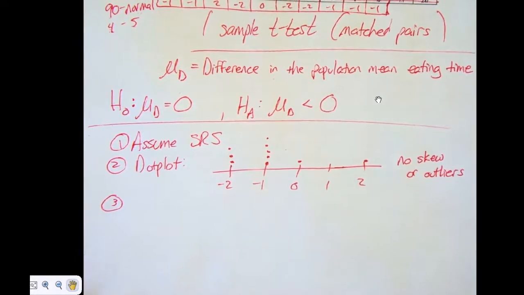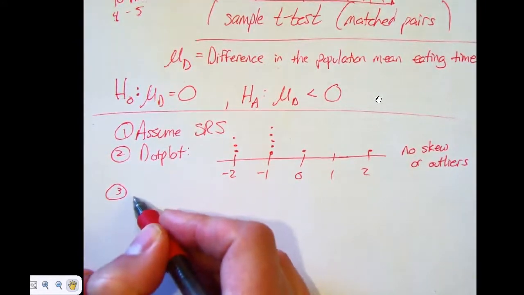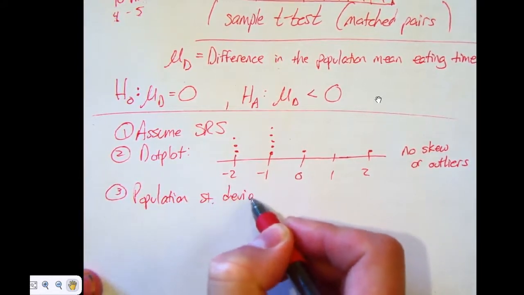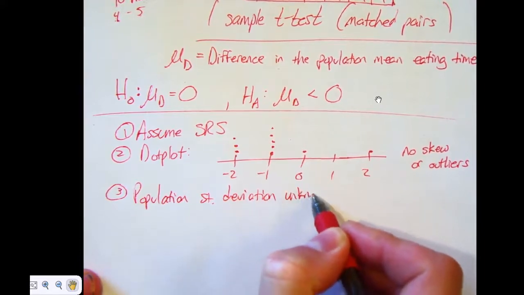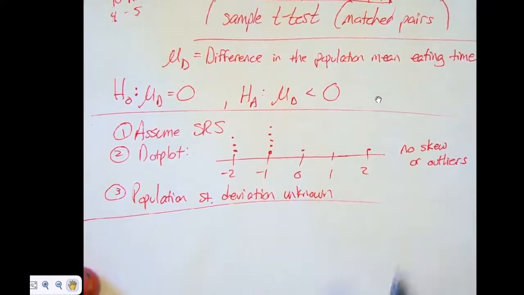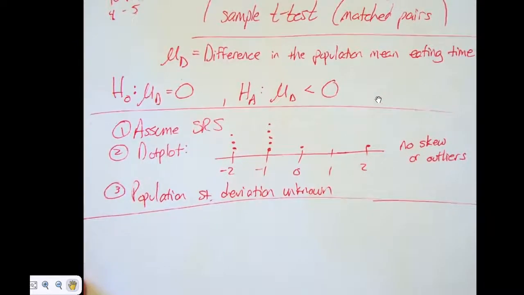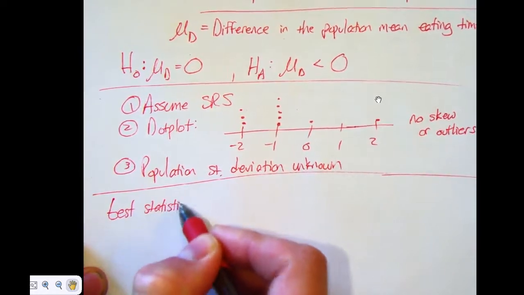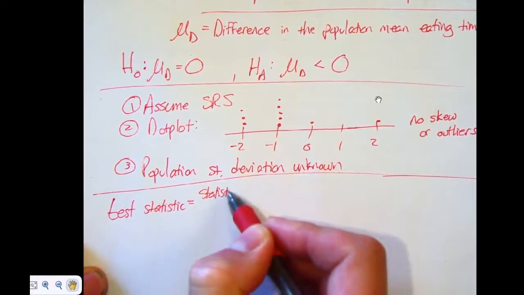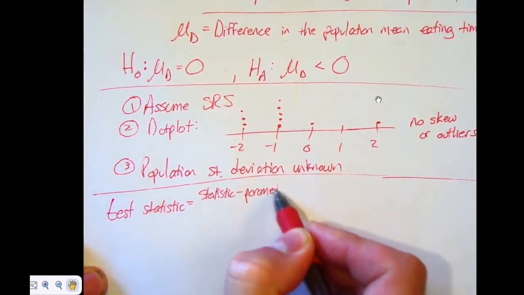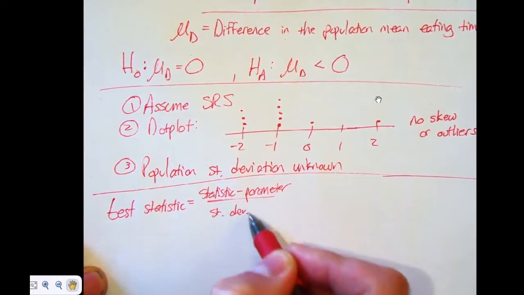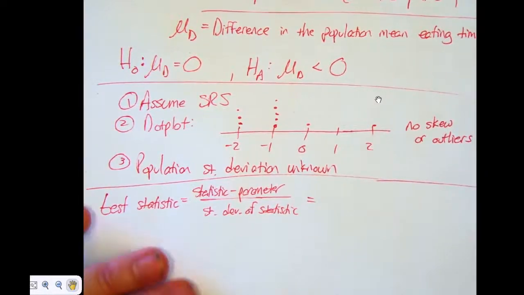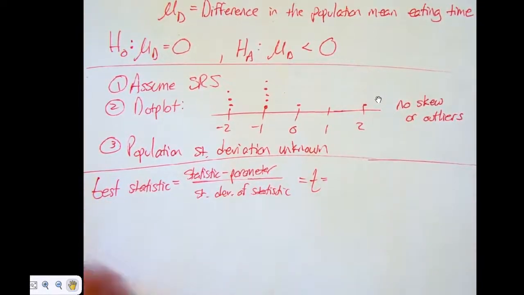What's the third condition? Population standard deviation unknown. Alright, test statistic equals statistic minus parameter over standard deviation of statistic. So that's T. What's the statistic?